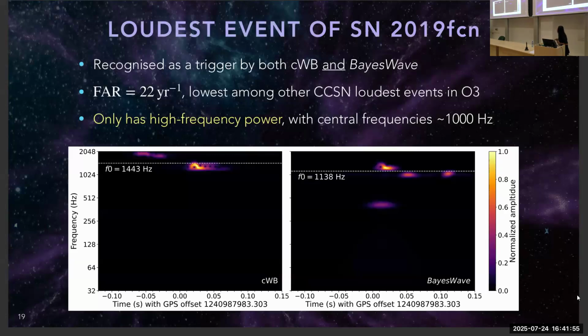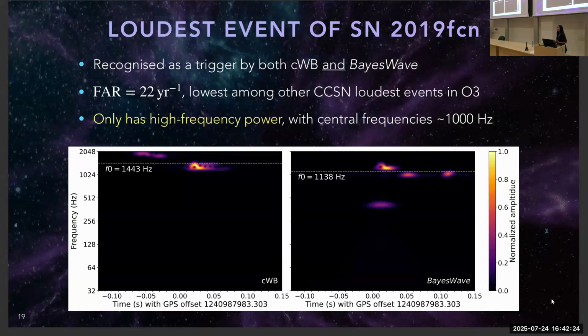How we're doing that is we picked the loudest event associated with a core collapse supernova from the O3 optical targeted search paper. The reason we chose this event is because it has the lowest false alarm rate, which is still pretty high, but it's the most computationally efficient for BayesWave to follow up. The other interesting thing about this event is that the reconstruction of cWB and BayesWave shows absolutely no signal power below 256 hertz.